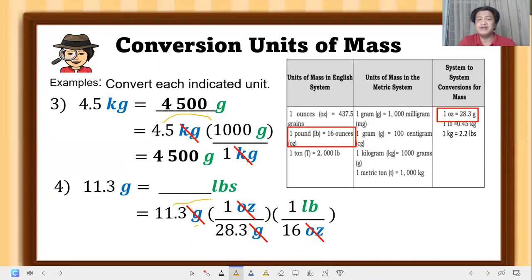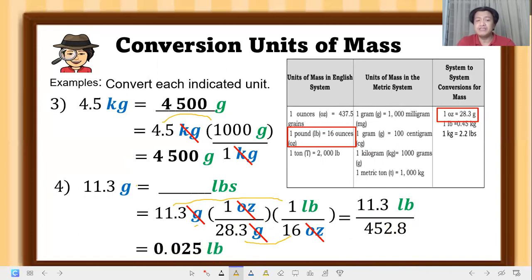What is 11.3 times 1 times 1? 11.3 pa rin yun. Okay, then you can now also multiply the denominators. What is 16 times 28.3? That is equal to, yan, 11.3 pounds over 452.8. Tsaka mo nga i-divide. Pag dinivide ko yan, that is equal to approximate or ni-round up na natin, no? 0.025 pounds. Okay, yan ngayon yung katumbas ni 11.3 grams.